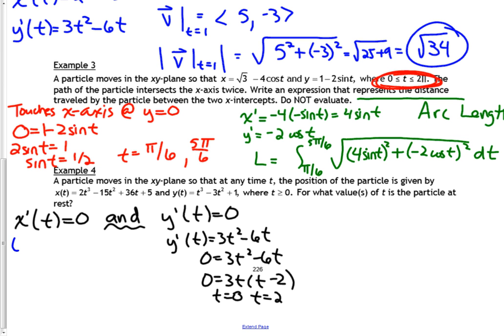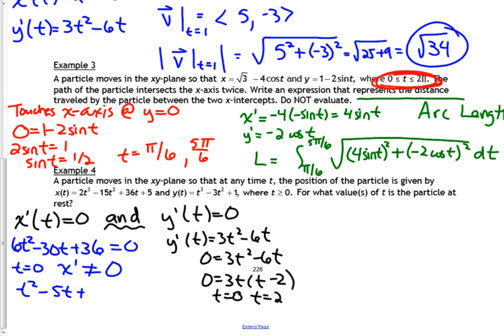So now my x prime is going to be 6t squared minus 30t plus 36, and the question is when that is equal to 0. I can clearly see that if I were to plug in t equals 0, my x prime is not going to be equal to 0. It's going to be equal to 36. So I might as well go ahead and plug in my 2. If I don't like these numbers, I'm going to divide everything by 6 first. So I have t squared minus 5t plus 6 is equal to 0. I plug in a 2 and I get 4 minus 10 plus 6 is equal to 0, and that works.